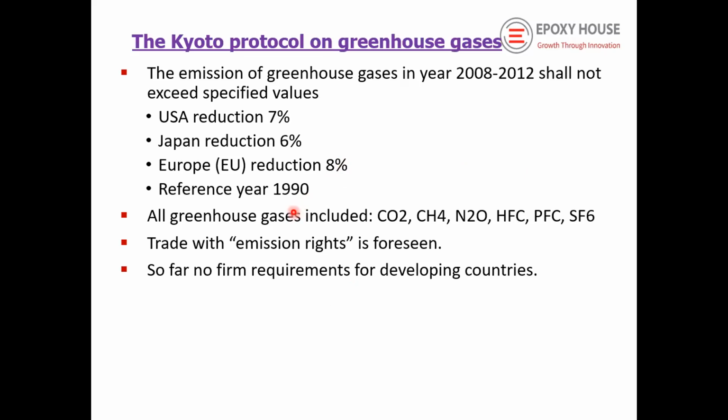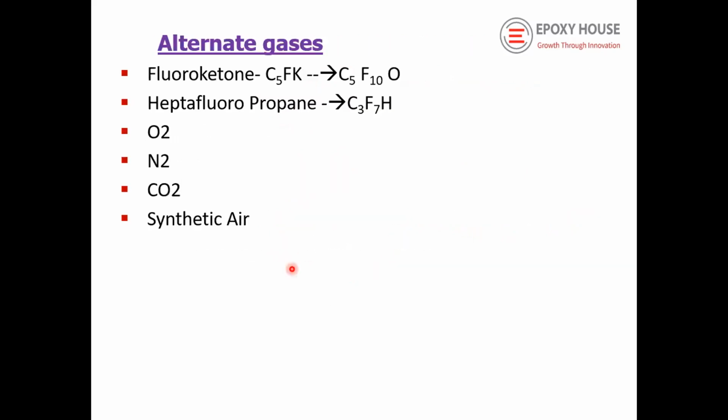So it was the 1990s. This was given: USA has to reduce 7%, Japan has to reduce 6%, Europe has to, by 2012, before 2012, and a lot of work is still going on. All these are the greenhouse gases: HFC, perfluorocarbons, nitrogen oxide, methane, carbon dioxide. So some of the alternate gases are fluoroketone, and heptafluoropropane.